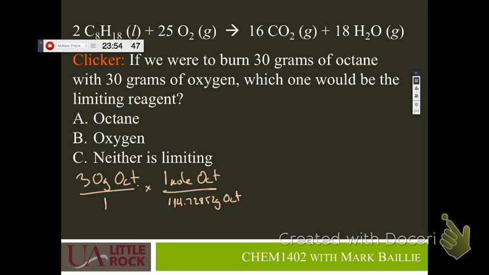So what is this calculation doing? What are we doing with this calculation? We're going to put it in the moles of octane that we have. Great, so we're converting the mass of octane in grams to the number of octane molecules in moles. Okay? And then what? And we multiply by 25 moles of oxygen over the 2 moles of octane.